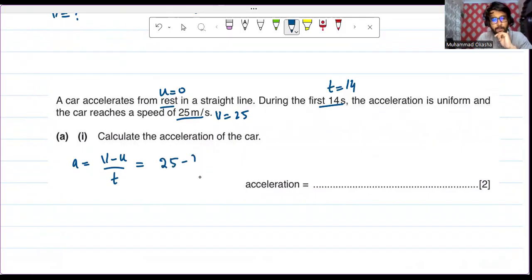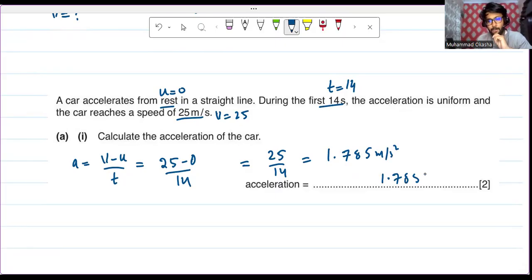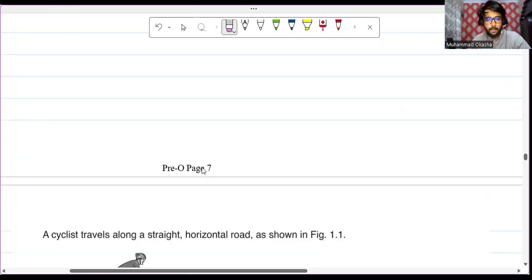V is 25 minus 0 divided by 14. 25 divided by 14. That is going to be 1.785 meters per second squared. I'm going to say this is the acceleration. I am hoping it makes sense.